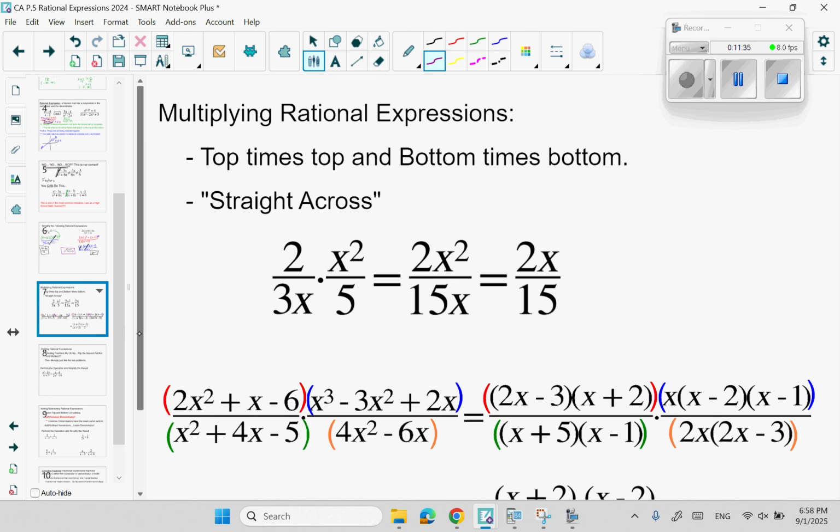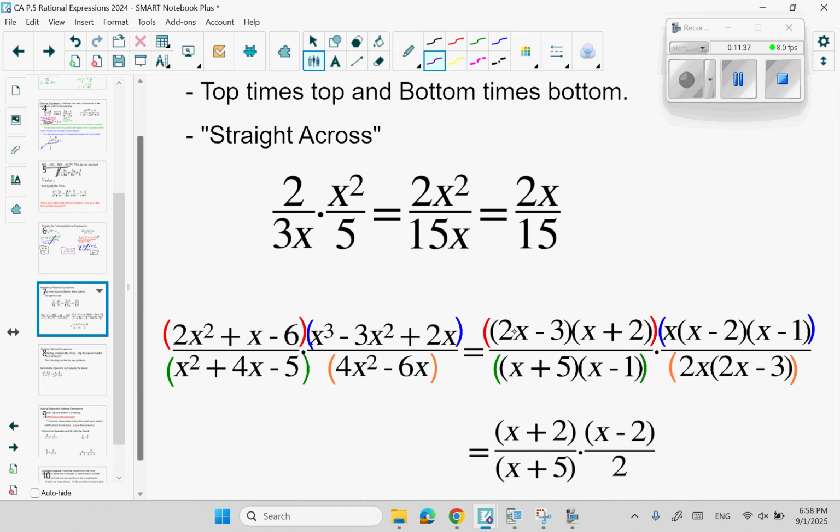When you're multiplying, I recommend factoring things first, because instead of foiling this whole thing out, not foiling, the distribution property, this whole thing out, and then simplifying, I might get things that I can cross off right away. So for example, as I've already broken down, the red factors into 2x minus 3, x plus 2. The blue factors into x, x minus 2, x minus 1. The green, x plus 5, x minus 1. And then the orange, 2x, 2x minus 3.